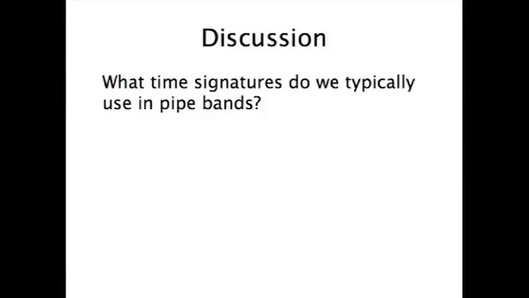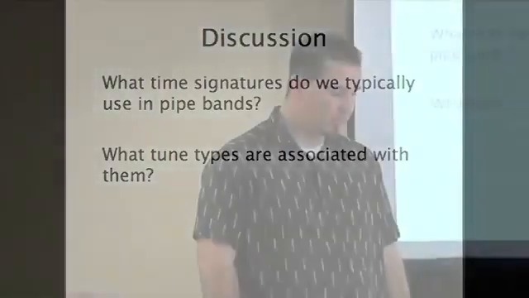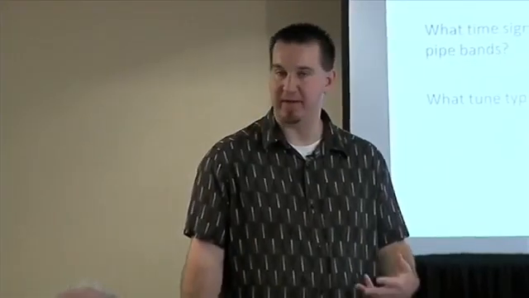Now, we alluded to this already, but this is, again, something that you have to be very aware of for your exam. What time signatures do we typically use in pipe bands? Actually, before I start pulling these up, Tom, you want to throw a couple out? 2/4, 6/8, 3/4, 9/8. And then what tunes are associated with those? The retreat airs are 3/4s. The marches are 2/4s, sometimes 4/4. Competition marches are usually 2/4, except for sometimes in the quick march medleys, a lot of bands will be playing the 4/4s and 3/4s.